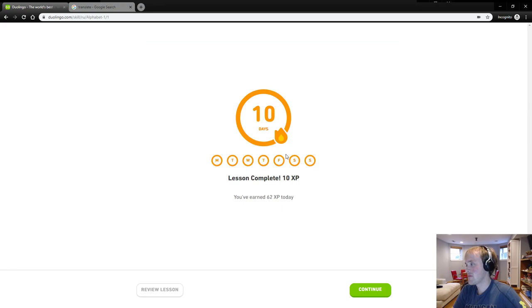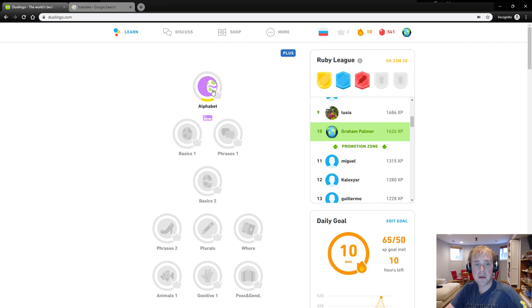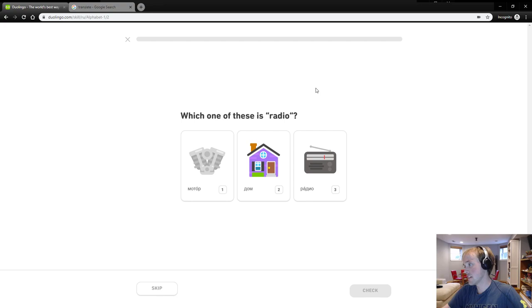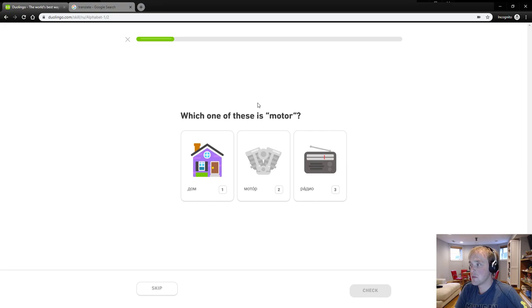Russian accent. Oh, yeah, I don't know. I'll try to pick it up as I go. The good thing is that these lessons are shorter, so I get more experience. Which one of these is radio? Radio. So the idea is to butcher it without shame until you actually start to pick up the correct pronunciation. That's how you do motor.